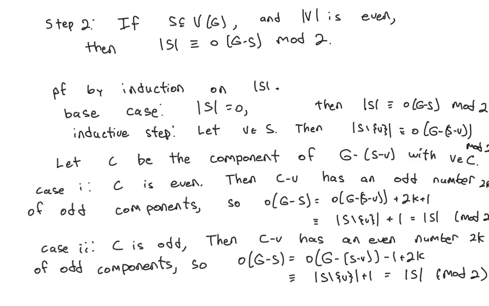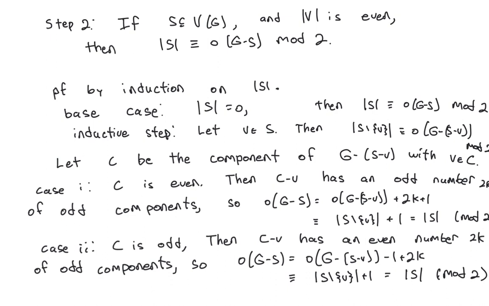All right, now we prove step 2. Given a subset of vertices, and assuming our original vertex set has even size, we claim that the number of odd components of G minus S and the number of vertices in S are congruent mod 2. So that means they're either both even or both odd. We're going to prove this result by induction on the size of S. When S is 0, then the size of S has to be congruent to the number of odd components of G minus S mod 2.